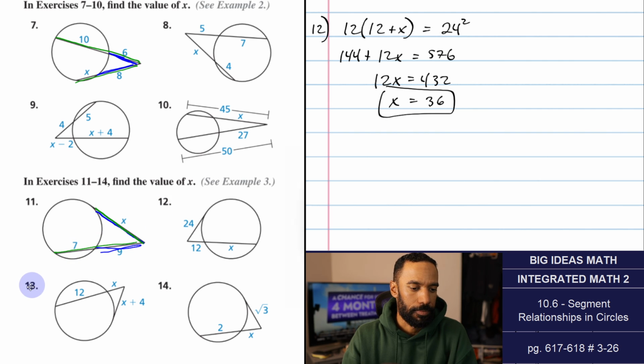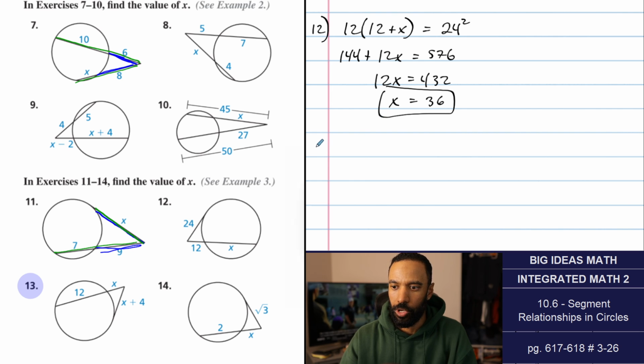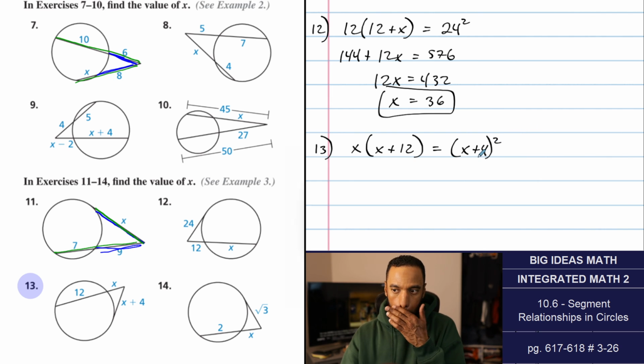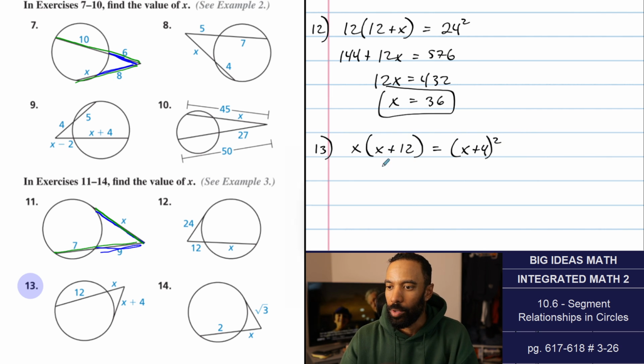Number 13. We got outside times whole equals outside times whole. We have x times x plus 12. There's my outside times whole on top. On bottom, x plus 4 times itself. That's the outside and the whole. So we have to square that. So we have to distribute this.